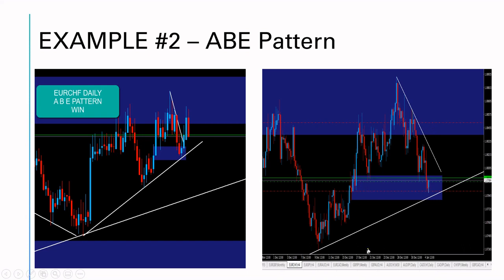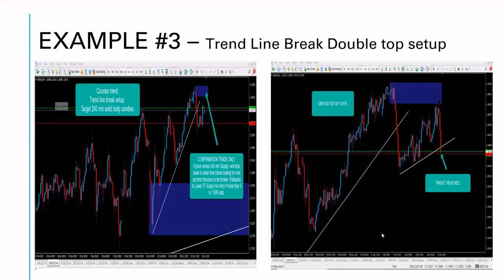If you go through the charts, look at the 17th to the 30th or 4th of January 2021 here. It's quite recent. You can see how that worked out. And you can drop down to the lower time frames yourself. This is another example, trend line break double top setup.